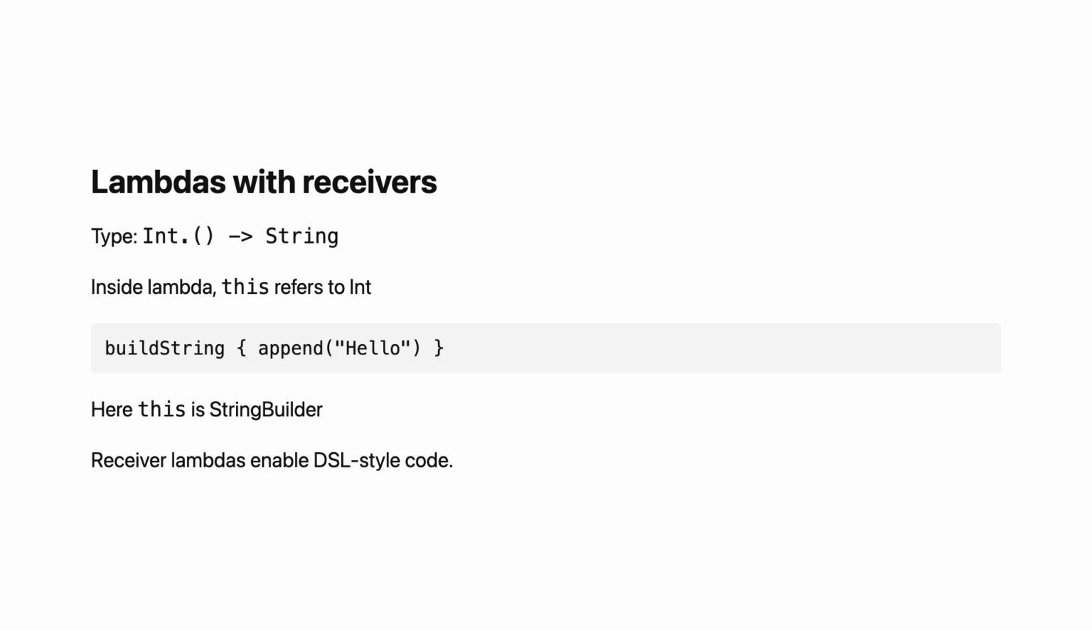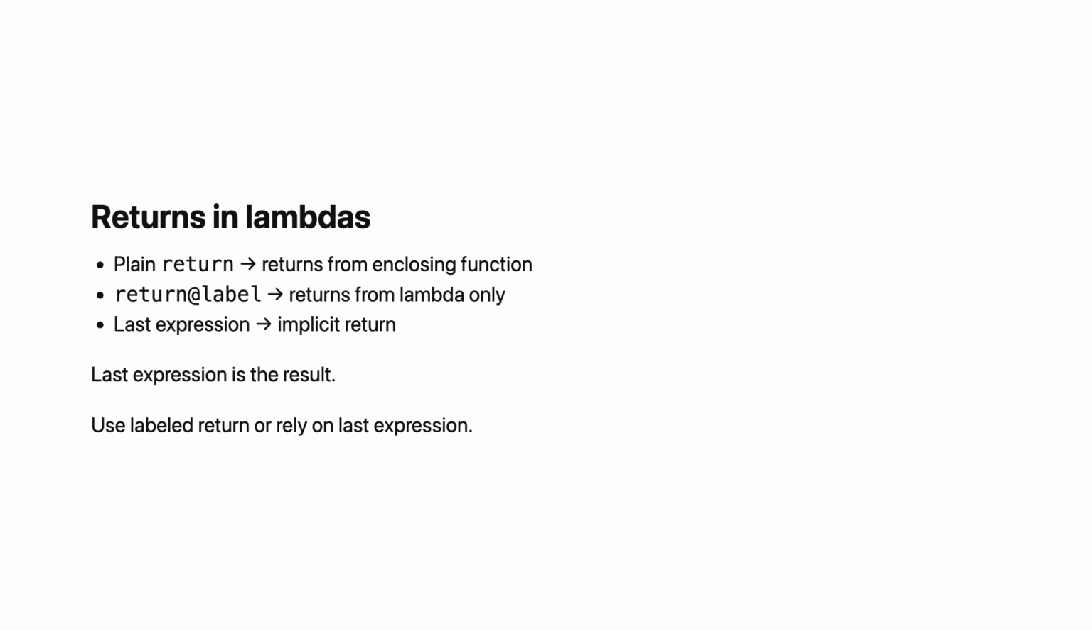Some lambdas have a receiver, like extension functions. The type looks like Int.() arrow String. A lambda with Int as receiver, returning String. Inside such a lambda, this refers to the receiver. This enables DSLs and builder patterns. apply, run, and with use lambdas with receivers. val result equals buildString { append hello; append space; append world }. Inside the lambda, this is the StringBuilder. Lambdas with receivers make configuration code clean and readable.